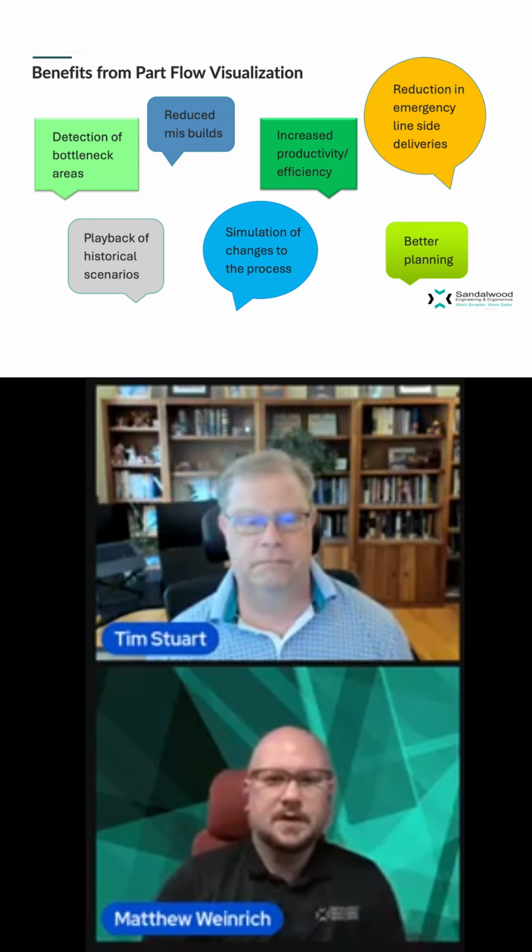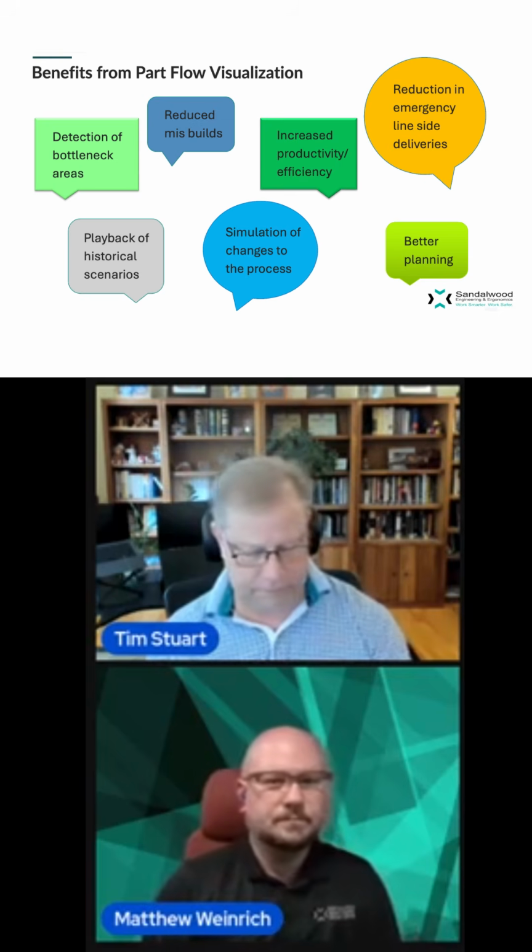So if you're watching parts move through a production line, or even just looking at a snapshot of where parts are at any given moment, you can reveal bottlenecks, whether that's due to an imbalance with an operation taking longer than other upstream or downstream operations, or things like a machine that's going down too often.